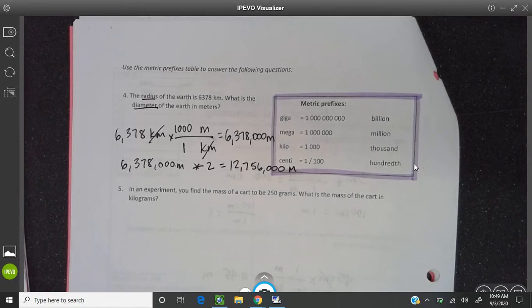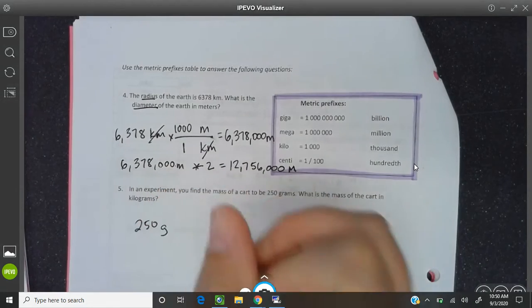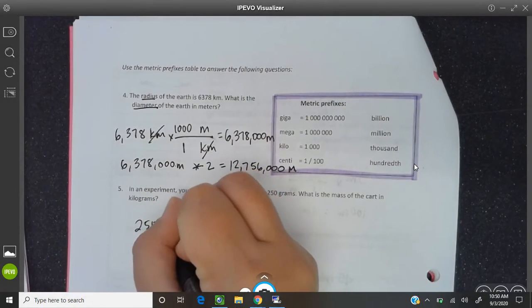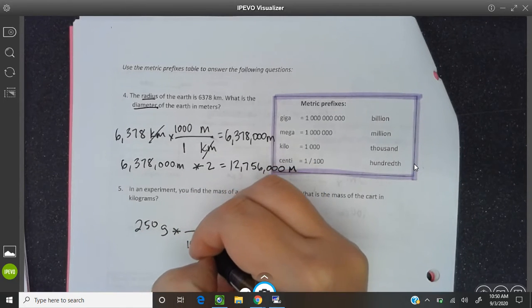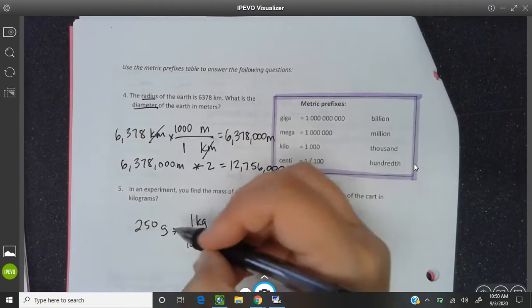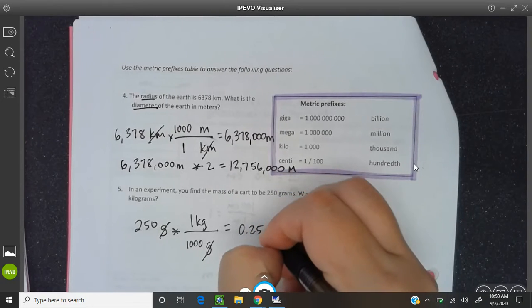I know, right? In an experiment, you find the mass of a cart to be 250 grams. What is the mass of the cart in kilograms? Is this going to be a number bigger than 1 or smaller than 1? Smaller, yeah. So I have 1,000 grams in every kilogram. So 250 divided by 1,000 is going to give me 0.25 kilograms.